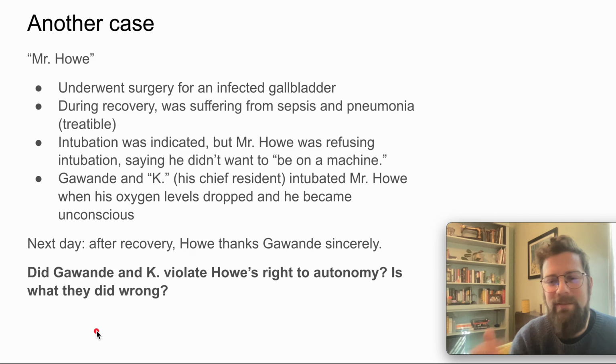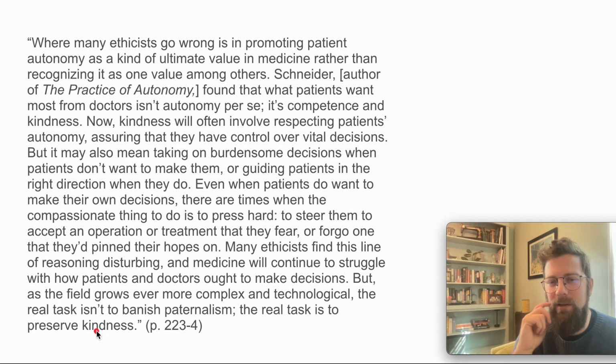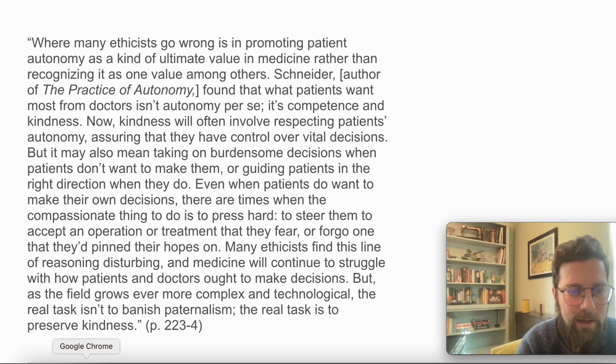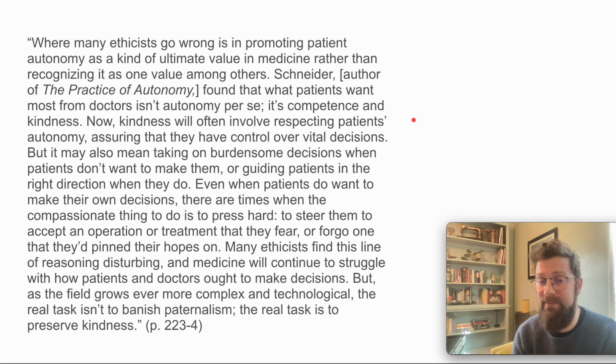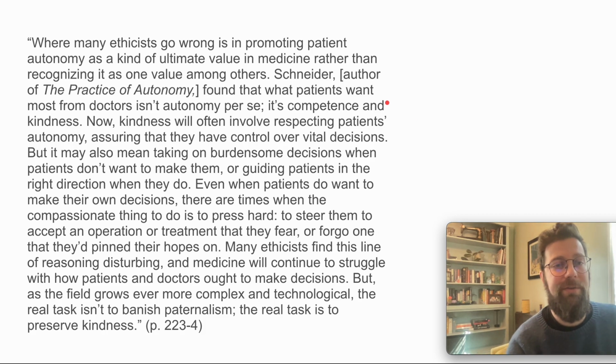So, we can reflect on all these cases and figure out exactly how the principle of autonomy is supposed to apply in these cases. But I'll end with a longish quotation from Gawande, because I think it does open up a broader question. And it seems to suggest from Gawande's point of view that we just need to remember that even though autonomy is very important and we don't want to move back to an old school paternalistic model of medicine, we also need to remember that autonomy is not the end-all be-all of medicine. So here's how Gawande puts it. He says, where many ethicists go wrong is in promoting patient autonomy as a kind of ultimate value in medicine, rather than recognizing it as one value among others.